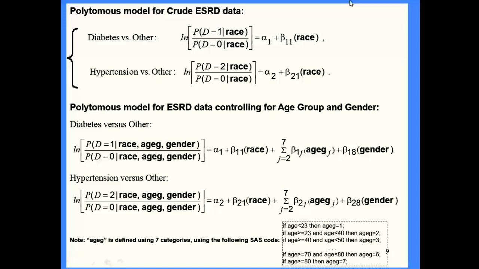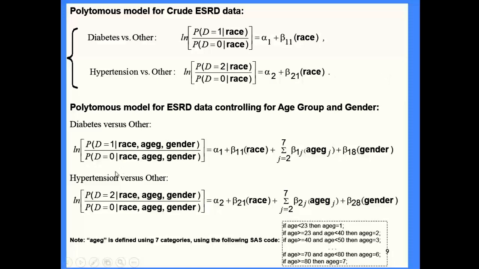So the way to generalize these two component models when you have variables to control for is to write 2 component models, but now you add to the models those variables you want to control for. So now this is the polytomous model when you're trying to control for age group and gender. Age group has 8 categories, 7 dummy variables.